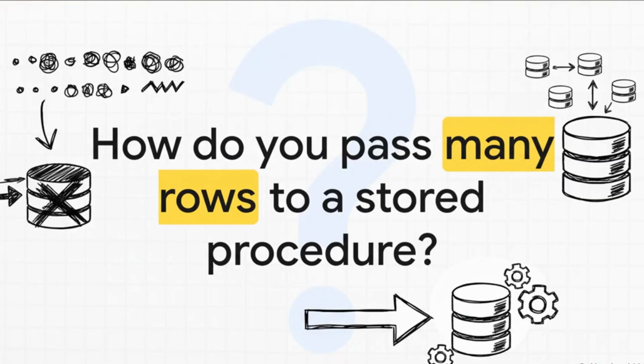Okay, we've all been here, right? You've got a list of IDs or a bunch of records in your C# or Python code, and you need to get them all over to a stored procedure. The old ways were just awful. Building these messy, comma-separated strings that you have to parse, or even worse, calling the database over and over in a loop. It's just clunky and slow. There's got to be a better way.